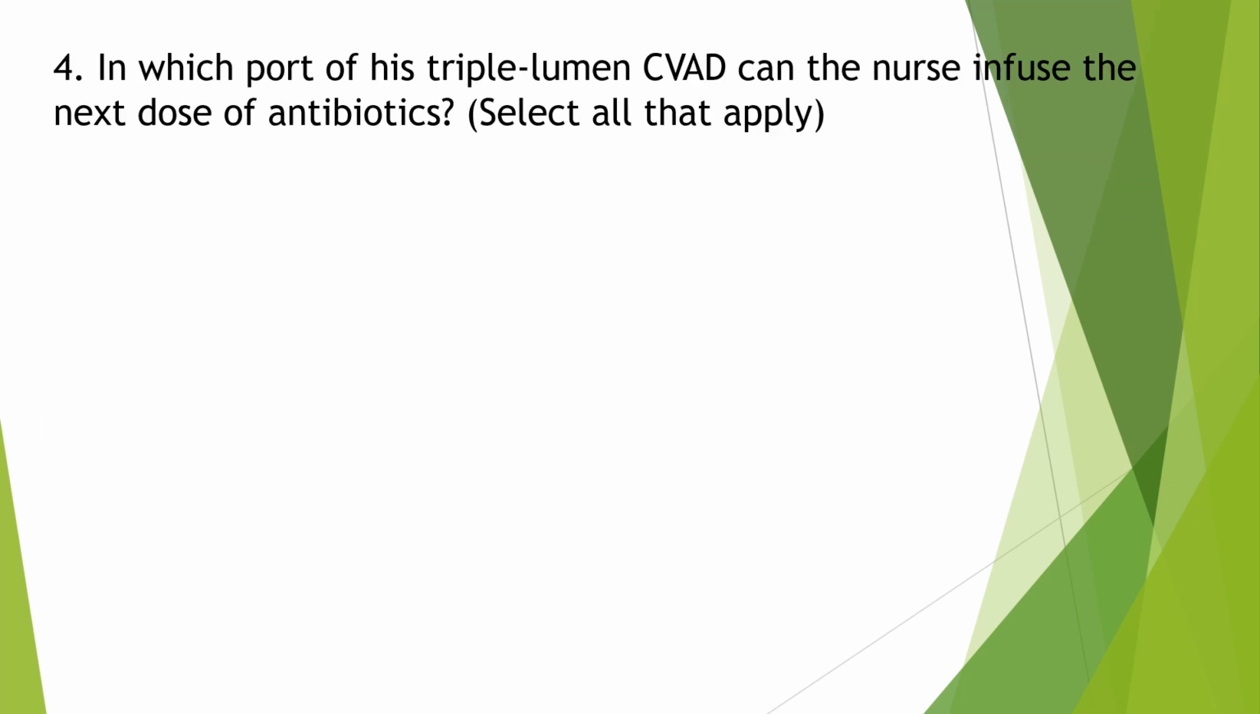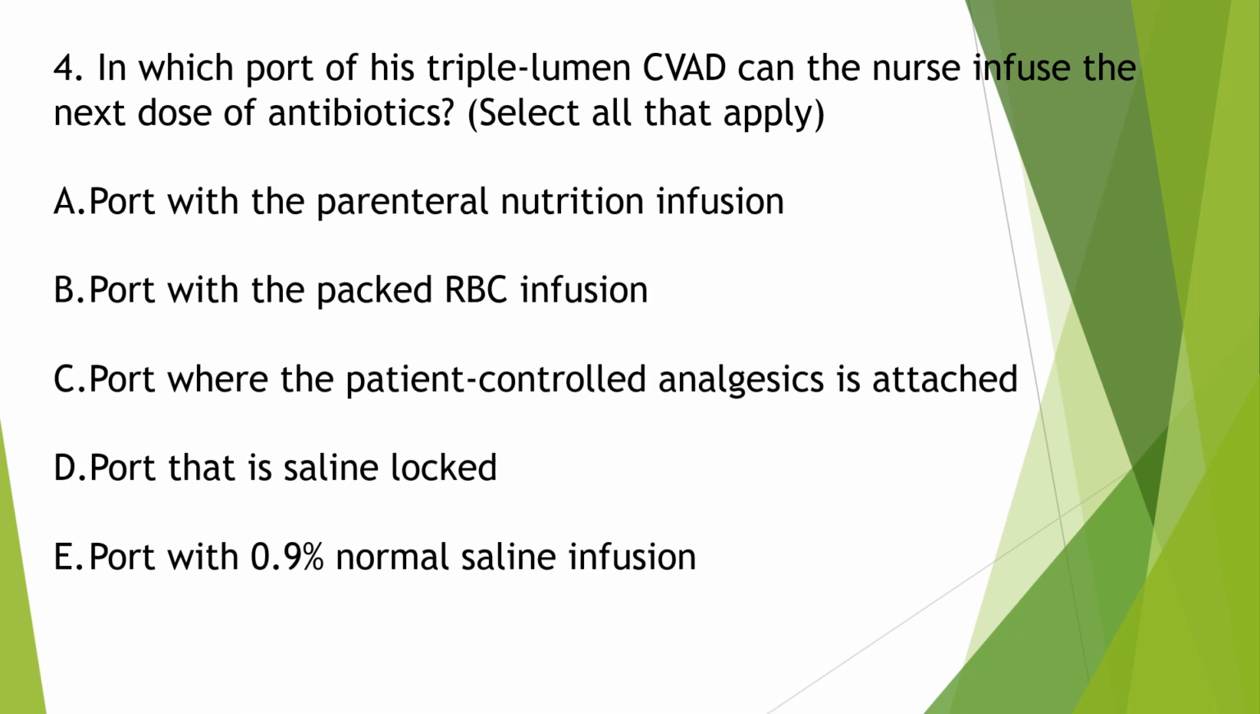In which port of his triple lumen central venous access device can the nurse infuse the next dose of antibiotic? Select all that apply. Port with the parenteral nutrition infusion, port with the packed RBC infusion, port where the patient controlled analgesic is attached, port that is saline locked, port with 0.9% normal saline infusion.